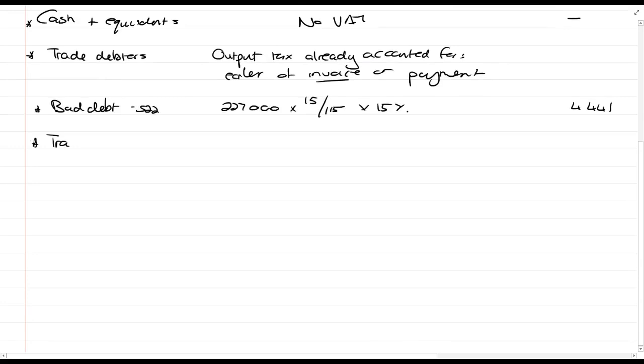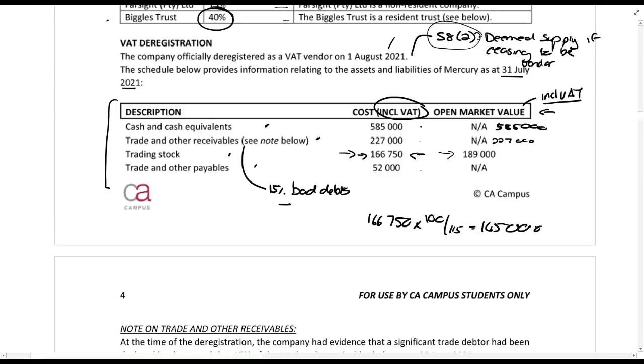Then we have our trading stock. So we're calculating the output tax on the lower of cost, 166,750, or open market value, 189. So 166,750.